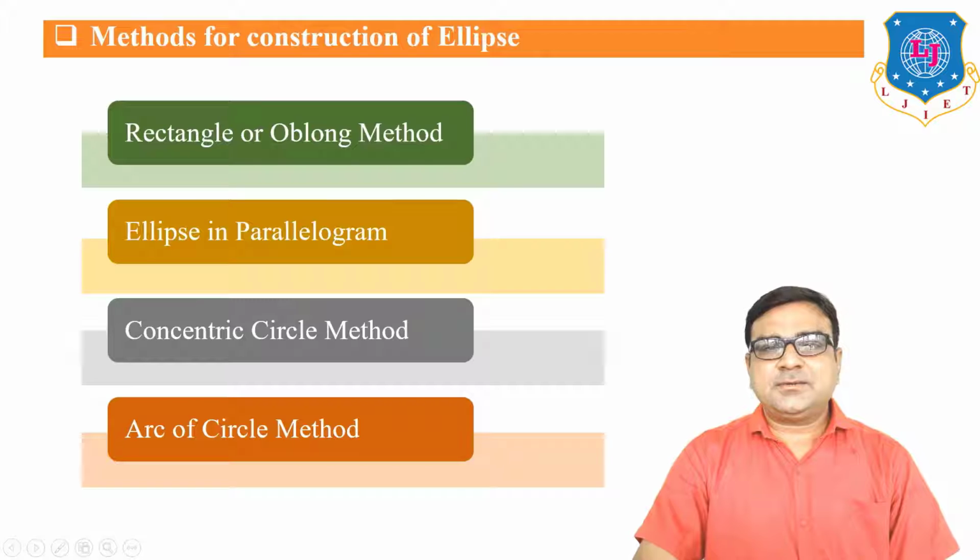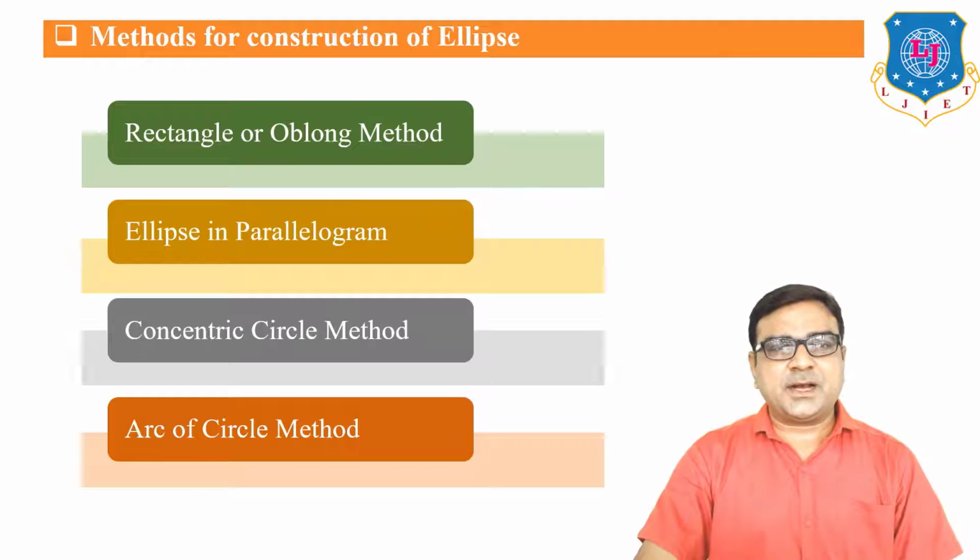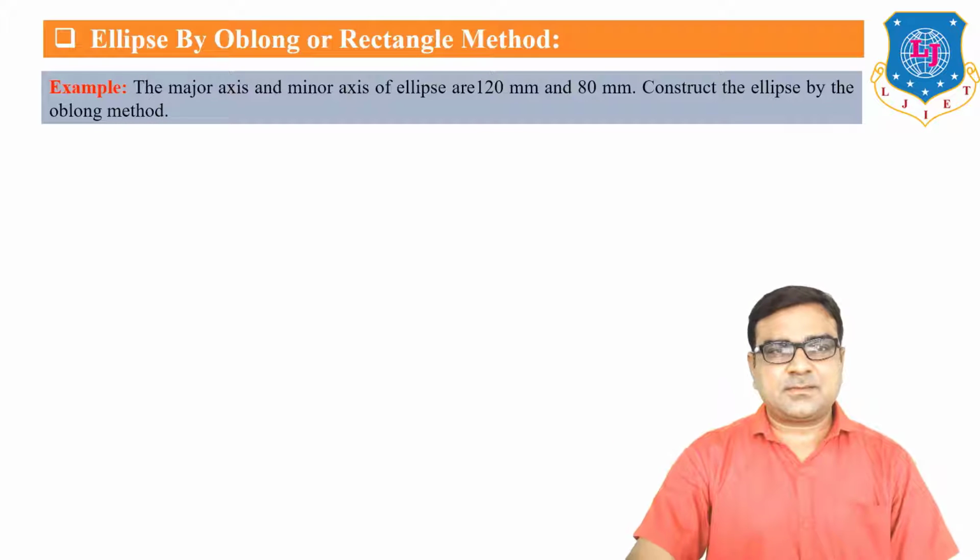So mainly we want to study four methods: rectangle or oblong method, ellipse and parallelogram, concentric circle method, and arc of circle method.